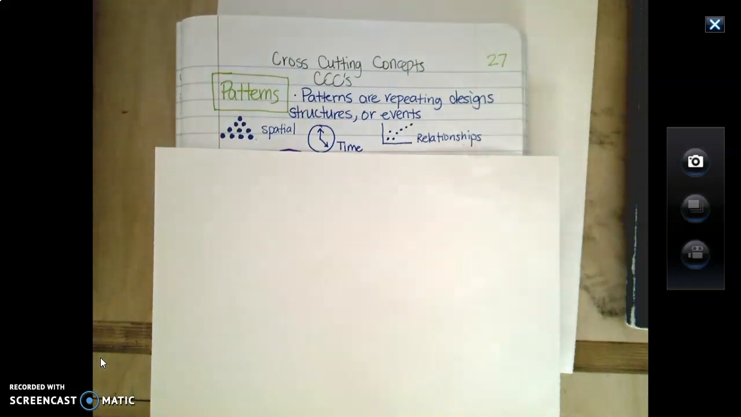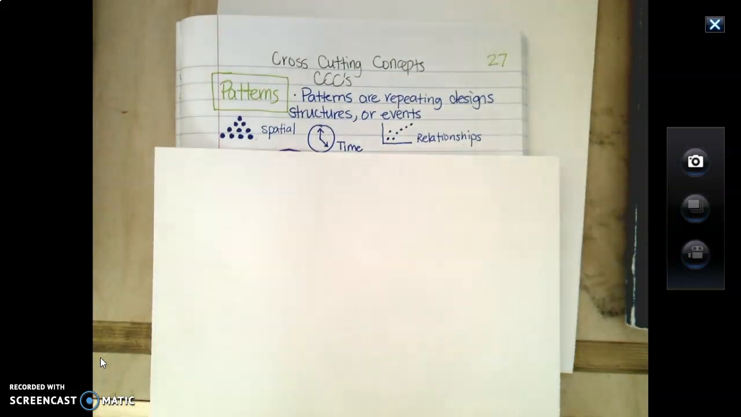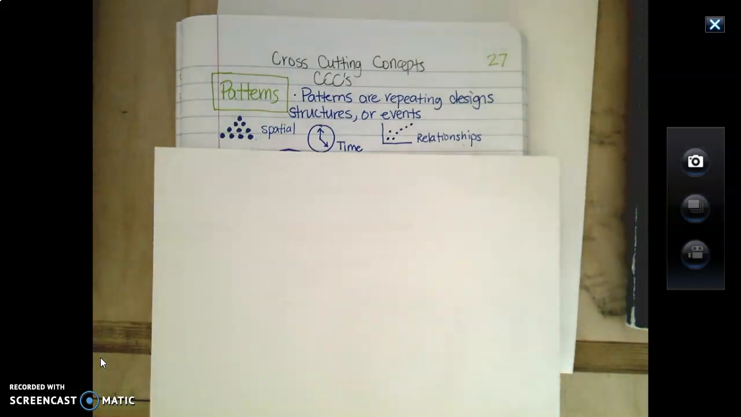So if you're graphing something, you can look and see, is there a pattern? Is the car continuing to accelerate? Is the bacteria increasing as the temperature increases? Whatever, you can see a pattern, and that kind of helps you make sense of everything.